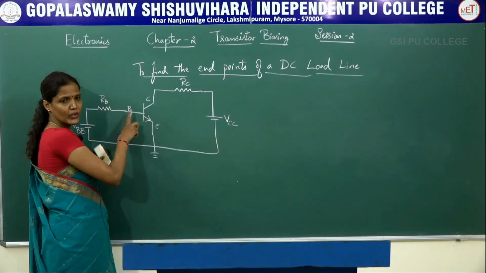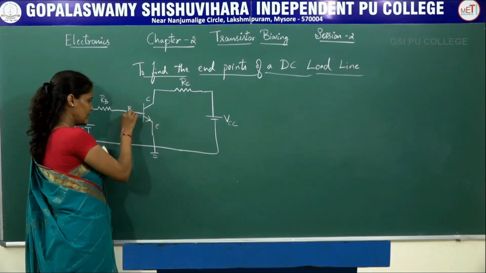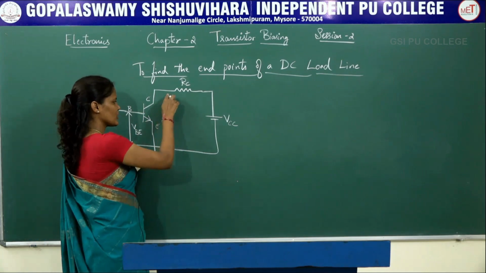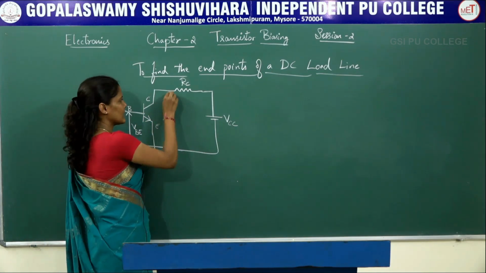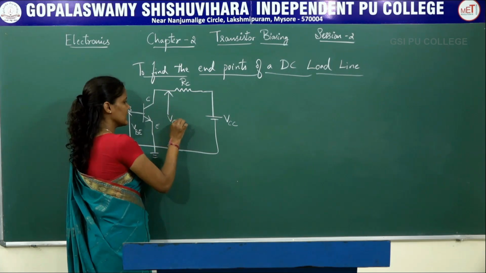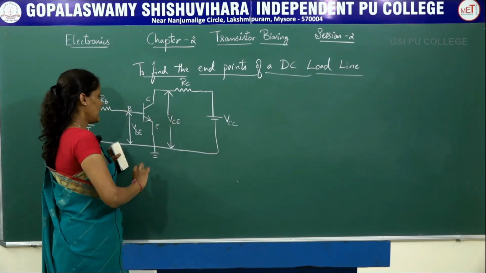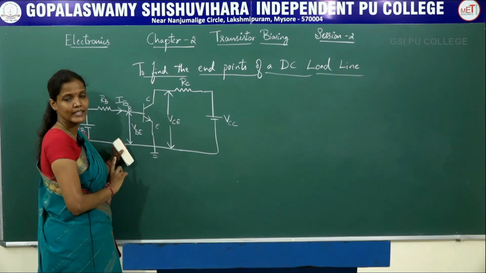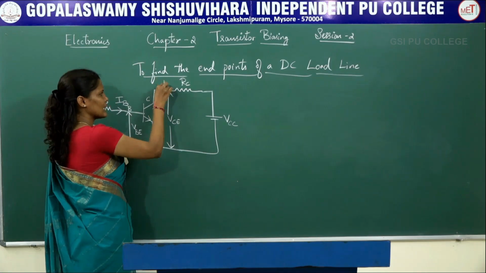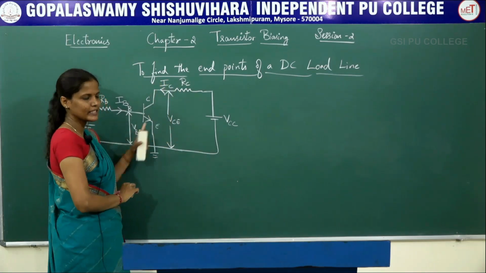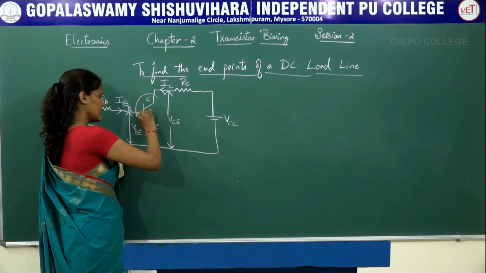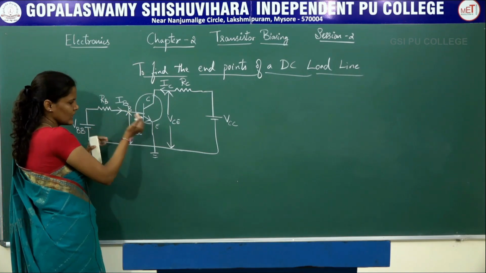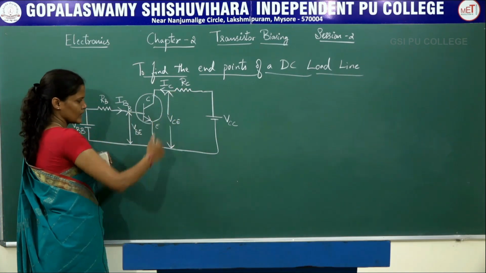Now the voltage which is measured between the base to emitter will be named VBE, and the voltage which is measured between the collector and the emitter terminal will be named VCE. The current which is flowing towards the base is called IB, that is the base current, and the current which is flowing towards the collector terminal will be represented by IC, that is the collector current. So this is an NPN transistor. This is the emitter base junction and this is the collector emitter junction.